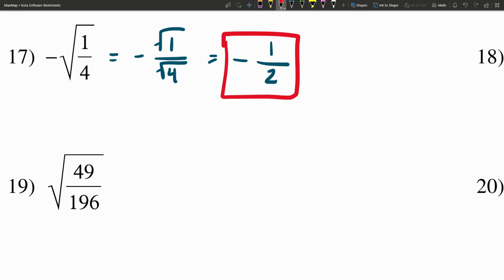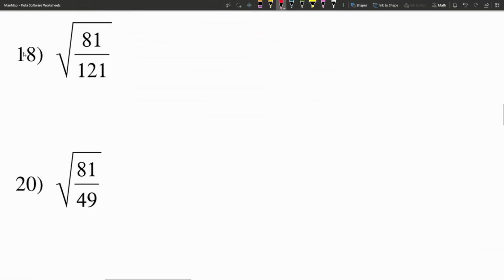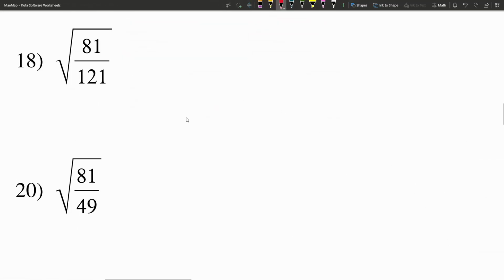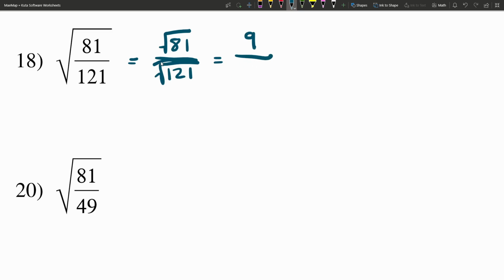So for these problems, it's almost like we're doing two different square roots within the same problem because we can split it up. Moving on to number 18, there's no negative out in front, so I don't need to worry about that. But because there's division, I can split this square root up. So I'm going to have the square root of 81 all over the square root of 121. So solving for the square root of 81 first, that's going to be 9, and that's divided by solving for the square root of 121, that's going to be 11. Again, that's because 9 squared equals 81, and 11 squared equals 121. So 9/11 is our solution in number 18.